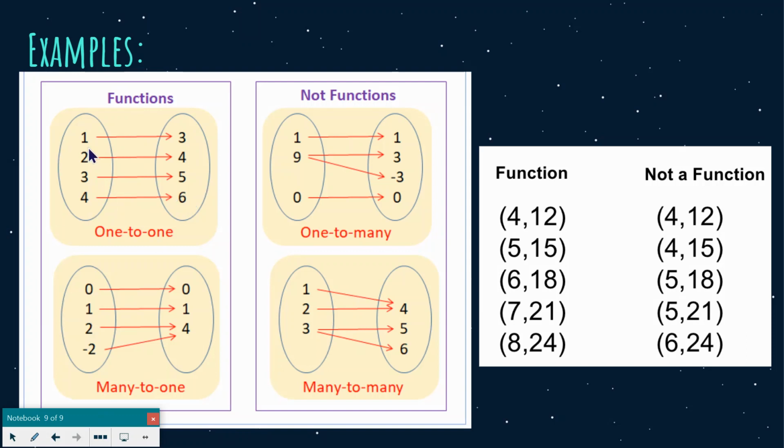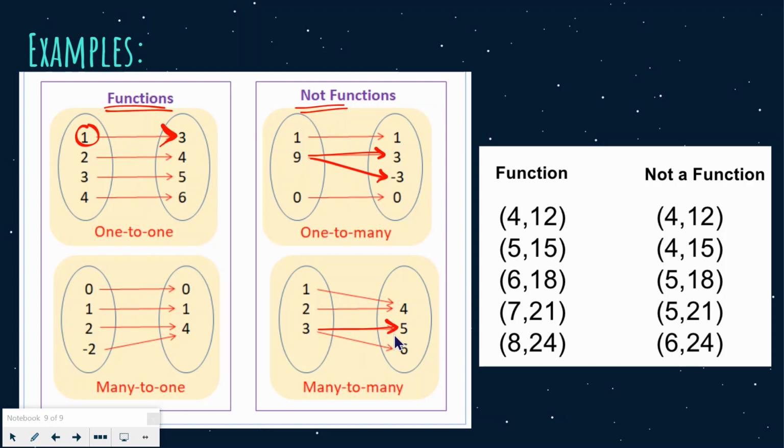So this is a function because every single number, this 1 only goes to one number over here. It only goes to 3. It doesn't somehow randomly come out as something else. If it's going through that function machine, it should come out the same way each time. This is not a function because 9 is going to 3, and then sometimes it's also going to negative 3. That is not a function because it's not following the same rule each time.